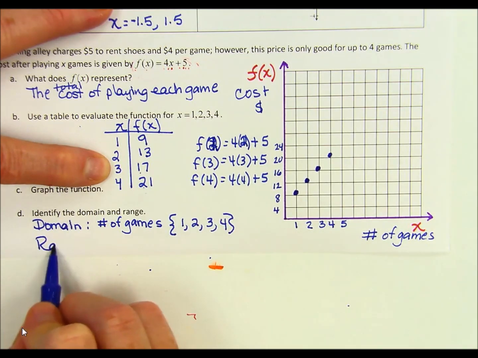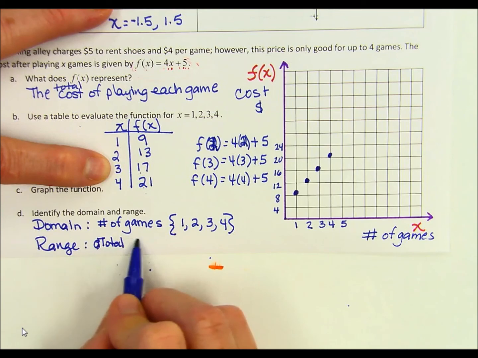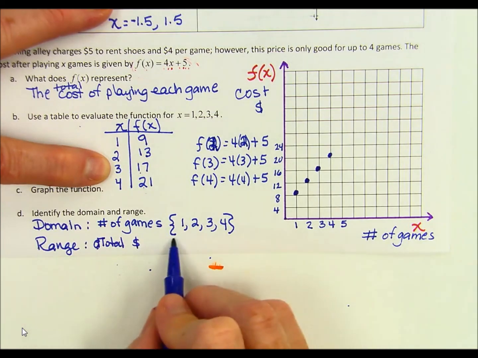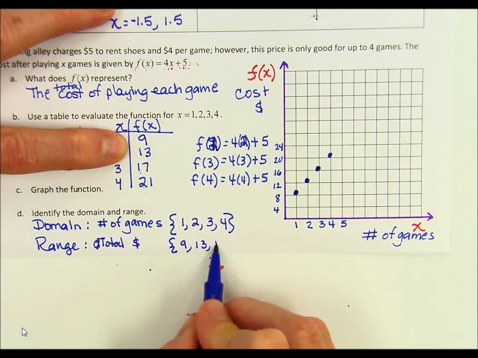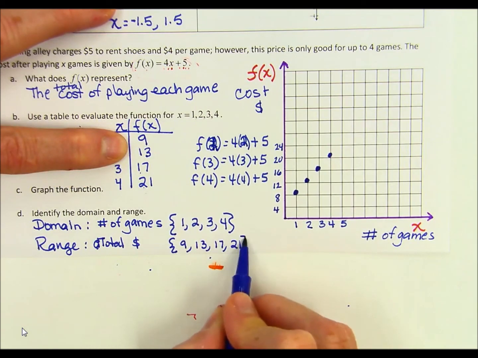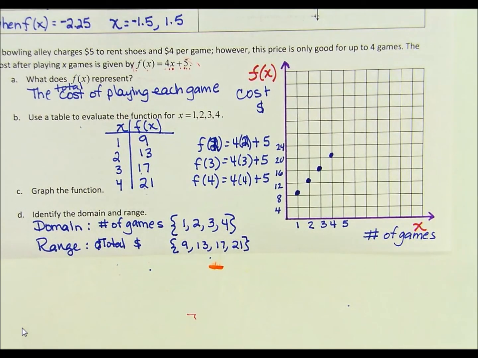Now the range is going to be the total that we pay. So we're going to be in money here. So it's going to be 9, 13, 17, 21. Once again, it's going to be discrete because we are not going to be paying any cents, because the problem does not let us do that.